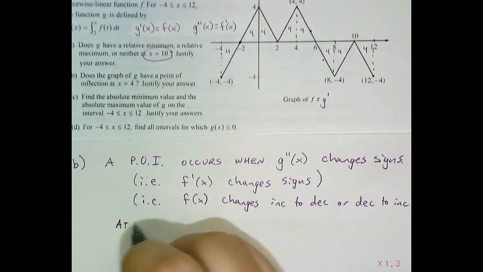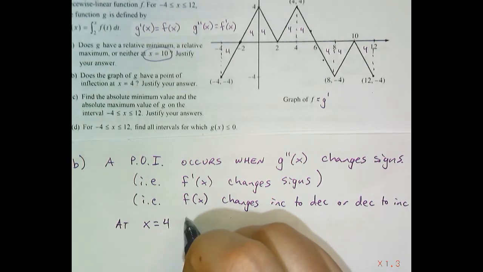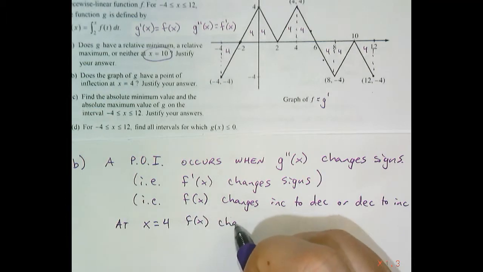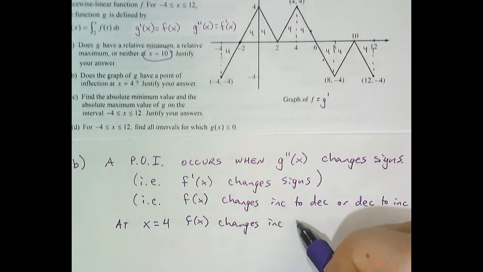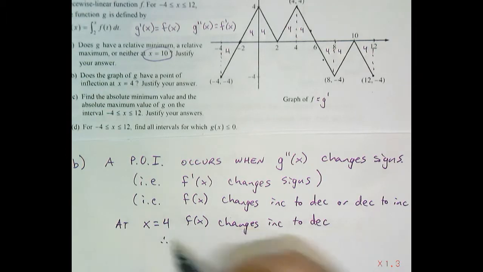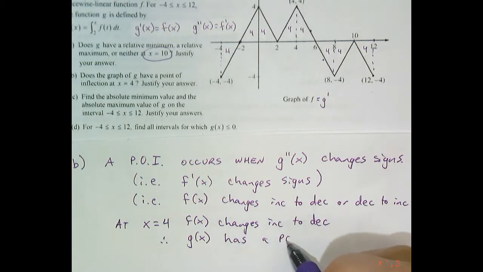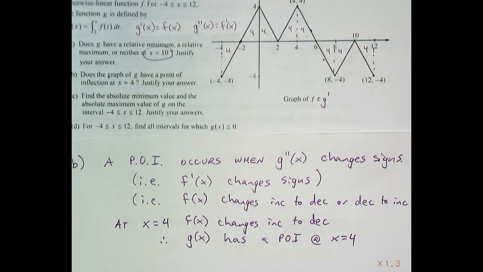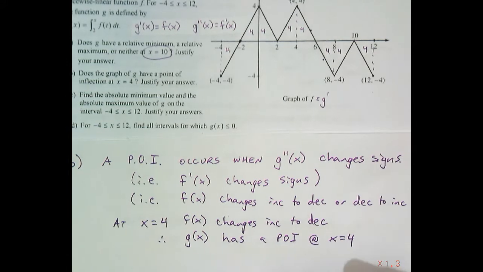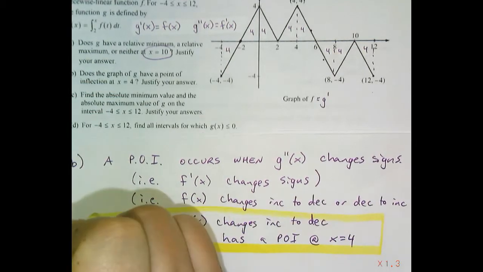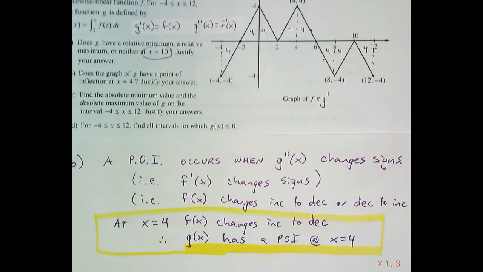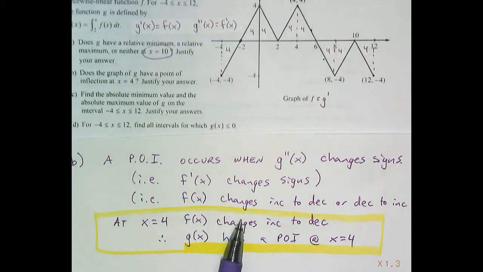So at x equals 4, f of x changes from increasing to decreasing. Therefore, g of x has a POI at x equals 4, or the graph of g of x has a point of inflection. This one is worth 1 point. 1 point for an answer with a justification. Yes, it does have a point of inflection at x equals 4 because f prime changes from increasing to decreasing.